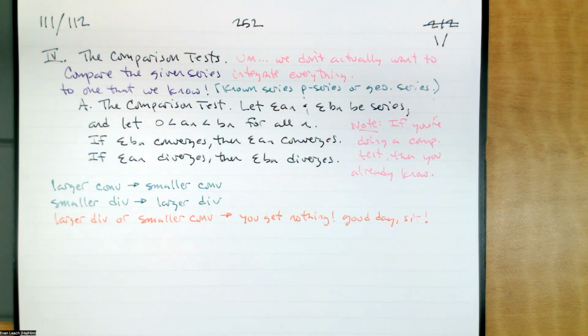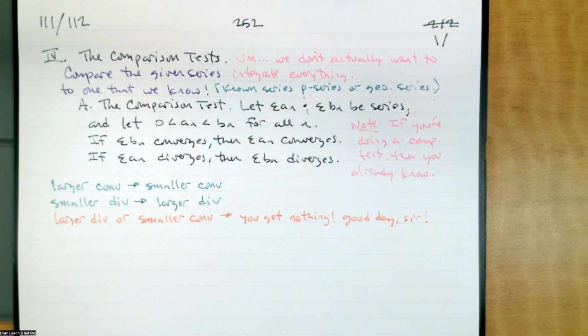So see, we already have to know. We can't just start picking things at random and testing them out. So there's two things that give us a conclusion. If the larger series converges, then the smaller series converges. If the smaller series diverges, then the larger series diverges as well. If we choose poorly and the larger series diverges or the smaller series converges, then we don't get to make a conclusion. We get nothing. Good day, sir. That's the end of it. We've chosen poorly. We shouldn't even be making this argument.